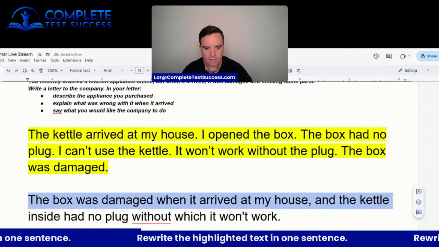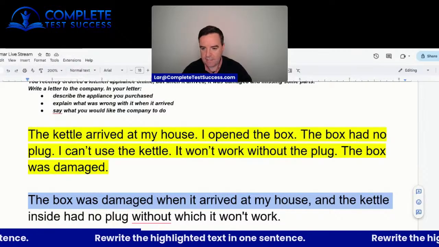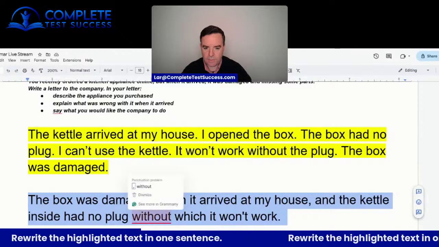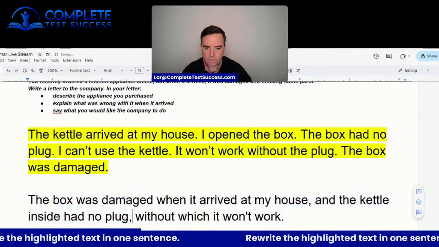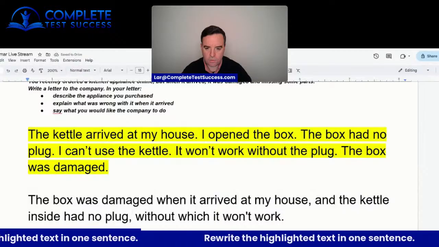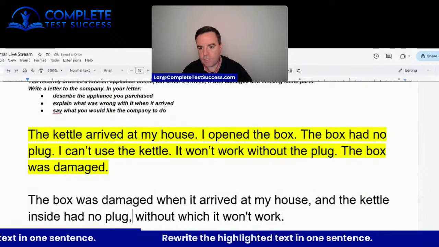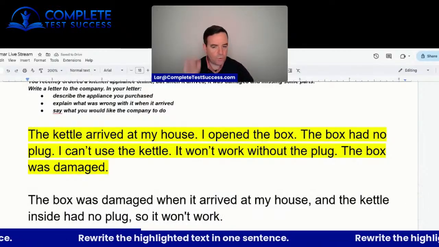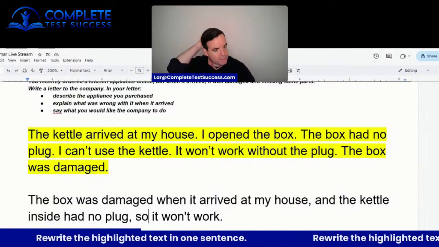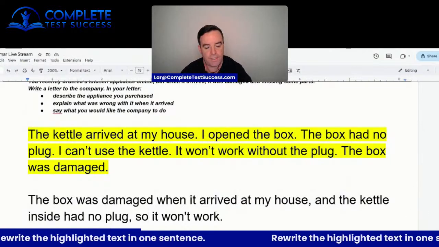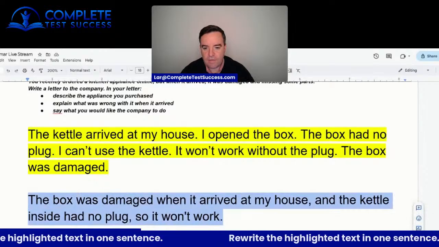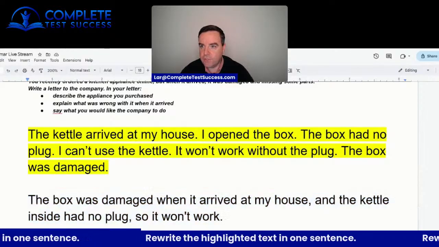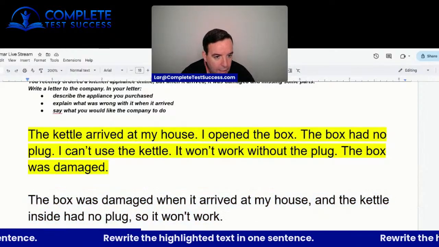So the box was damaged when it arrived at my house, and not because the kettle inside had no plug, without which it won't work. Yeah, good. Without which it won't work. I think more naturally would just be so it won't work. I think that would be more natural than without which, even though without which is grammatically correct. You needed the comma before without, but grammatically it was correct. But I think more naturally would just be to use so in that case. But again, a very good job. Very well written response.